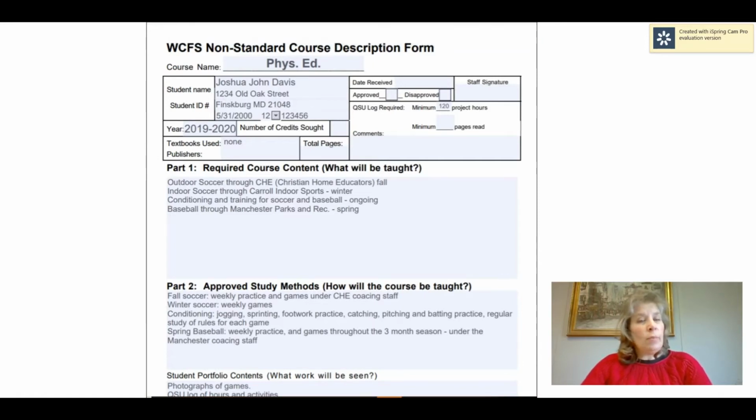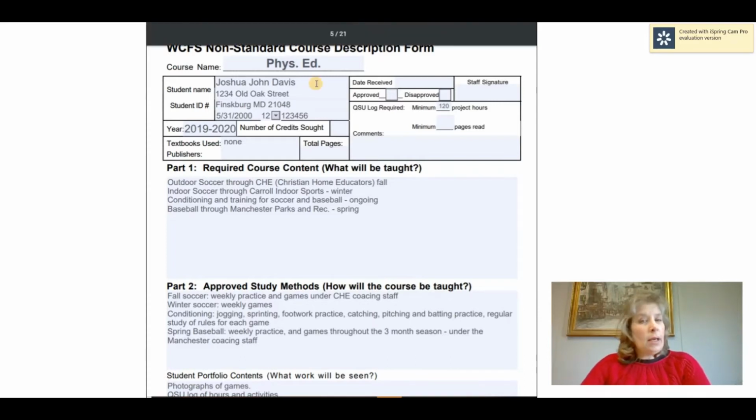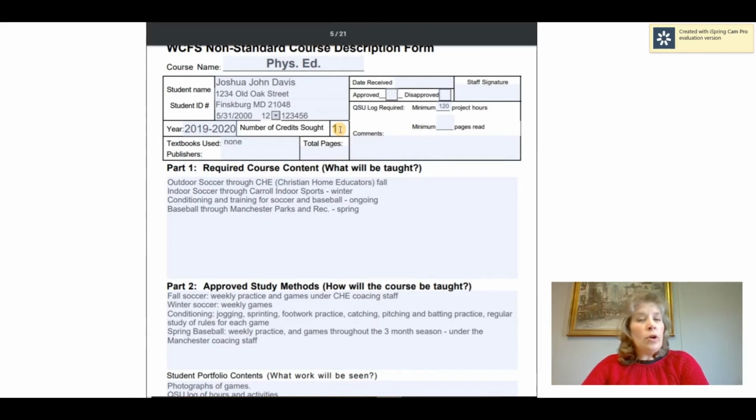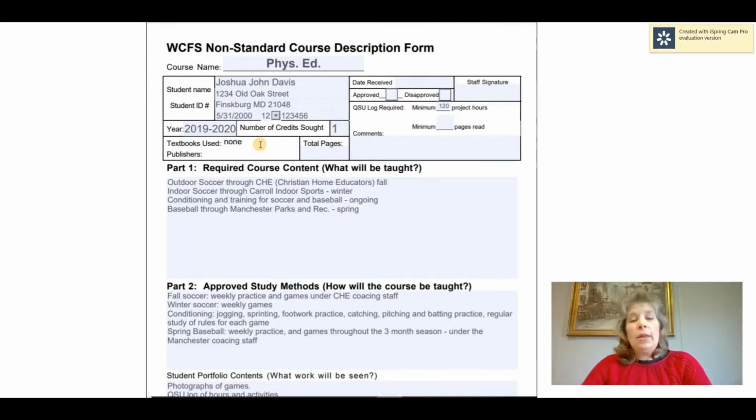The first form that we are working on is Joshua's Phys Ed non-standard course form. Again, because we have filled out everything completely on the student information form, it has automatically filled in on the non-standard course description form. We have our student information and our school year. We are seeking 1 credit of Phys Ed. We are not using a textbook. There is no publisher and there are no pages to record.